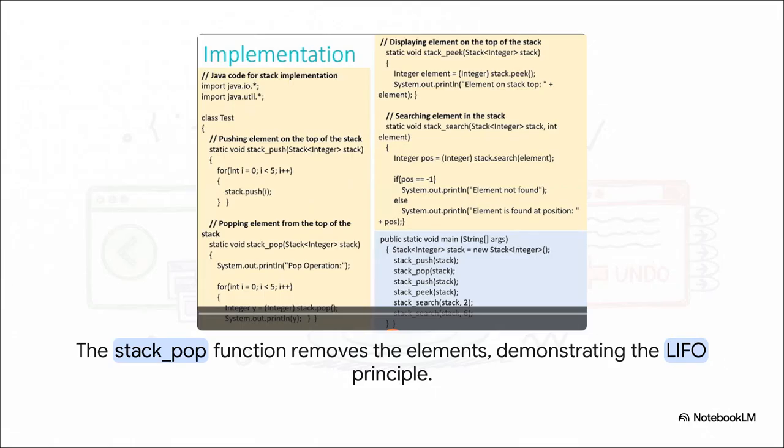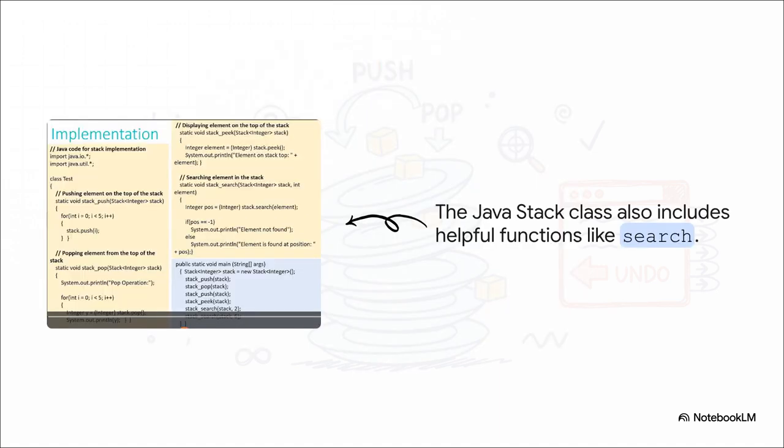Next up, we call another function to pop all those elements right back off. And because of LIFO, last in, first out, what's the first number to come off? You guessed it, 4. Then 3, then 2. It's the exact reverse order they went in. See how that works? Perfect. But wait, there's more. The Java stack also has some other handy tricks up its sleeve, like the search function. You just give it the stack and the item you're looking for, and it'll tell you where it is.